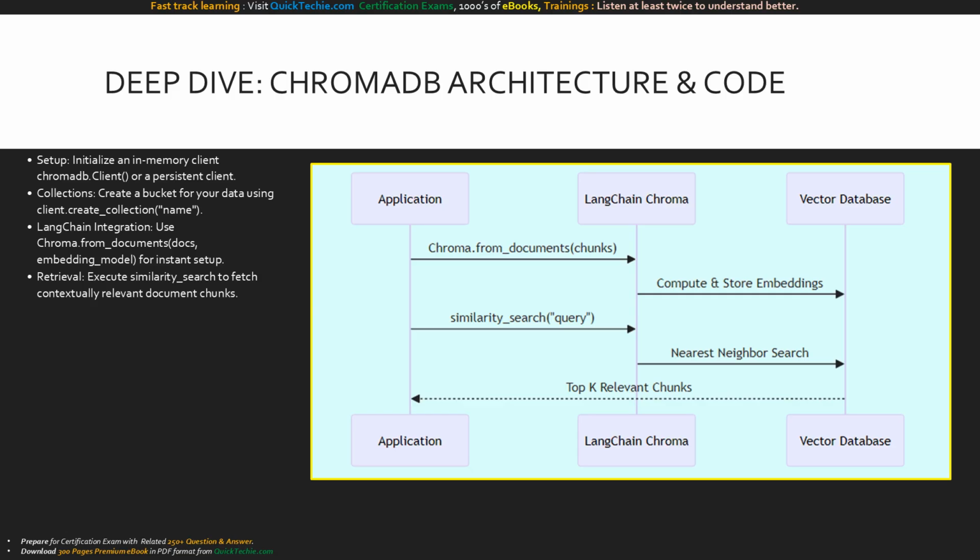Follow the sequence diagram to understand the code execution flow. The application makes a single call to LangChain's Chroma module using fromDocuments. LangChain automatically handles the heavy lifting, instructing the vector database to compute and store the embeddings. Later, when the user asks a question, the application triggers a similarity search. LangChain coordinates with the database to perform a rapid nearest neighbor search, ultimately returning the top K most relevant text chunks back to the application for processing.